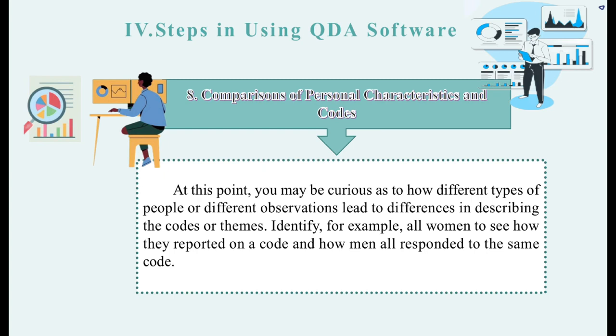Step 8. Comparisons of personal characteristics and codes. At this point, you may be curious as to how different types of people or different observations lead to differences in describing the codes or themes. Identify, for example, all women to see how they reported on the code and how men all responded to the same code.